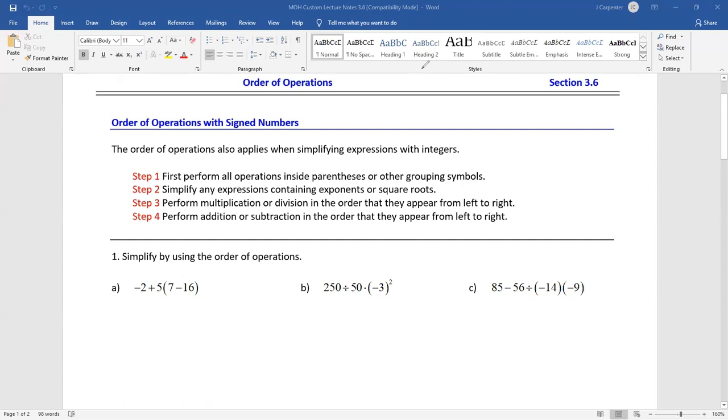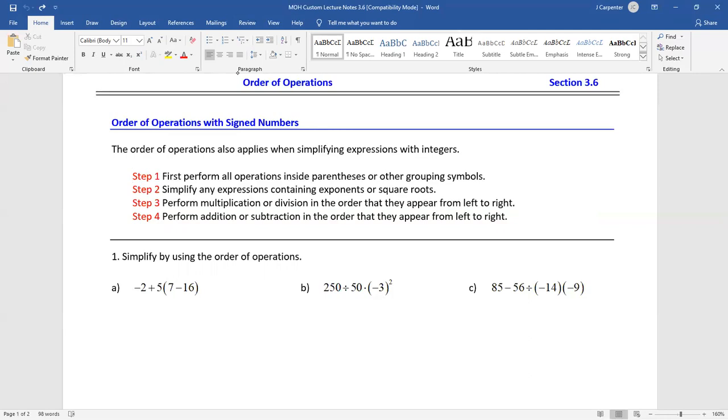So let's see, we have step 1, parentheses. Oops, undo. I don't know how to undo that because I wasn't on annotate. It doesn't matter. That says parentheses. Maybe if I hit undo here. Yep, that works. Okay. So parentheses, exponents, then multiplication and division from left to right, then addition or subtraction from left to right. Remember, PEMDAS may have 6 words, but it's only 4 steps.